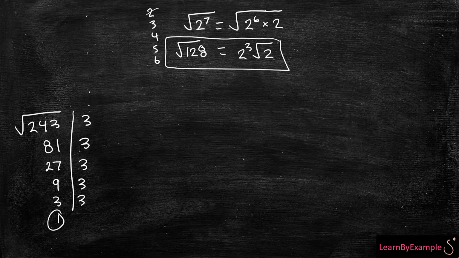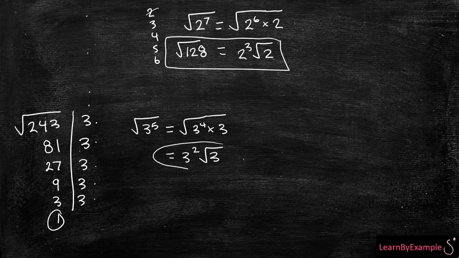So now that we've reached 1 again, we have 1, 2, 3, 4, 5 3's. So that's the square root of 3 to the 5, which is equal to 3 to the 4 times 3. That's equal to 3 to the power of 2 radical 3. And this is your final answer.